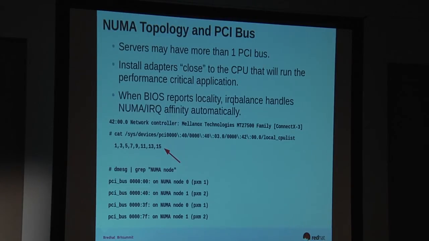Anyway, here's a Mellanox NIC. I fished this out of lspci, and said, OK, this is my PCI address, and here's my local CPUs. They happen to be the odd numbers. I guess this must have been a Westmere that I ran it on. Also, when you boot, it'll tell you what bus is connected to what NUMA node as well, right? But this is pretty hairy. It's all on the command line.